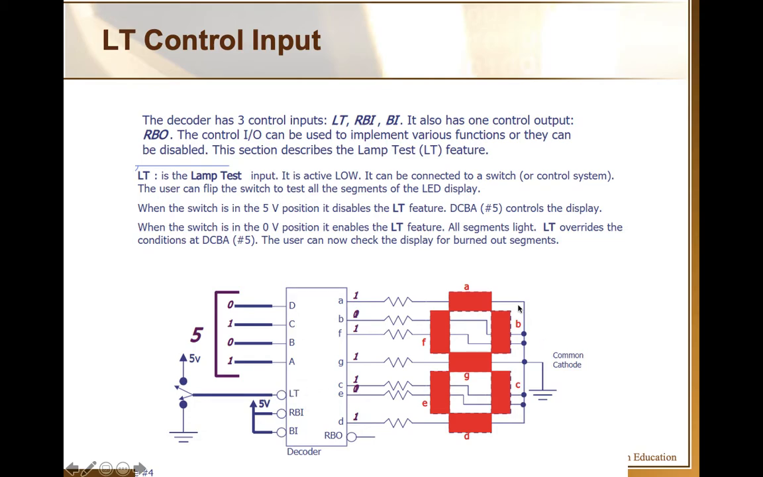Instead, it will light up all the segments. Why do you have this feature? Just to check, as I said, whether your LEDs are working fine or not. Okay. All right. So this is the feature of the lamp test.